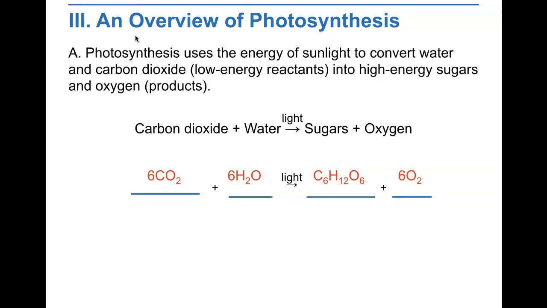Because photosynthesis usually produces a 6-carbon sugar, C6H12O6, as the final product, the overall reaction for photosynthesis is shown as follows: 6CO2 plus 6H2O, yielding, in the presence of light, C6H12O6 plus 6O2.